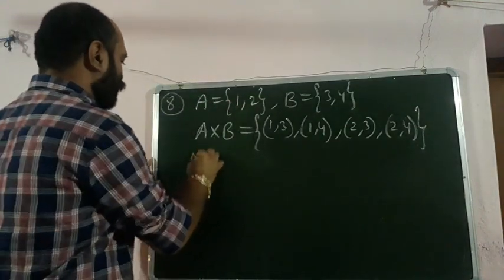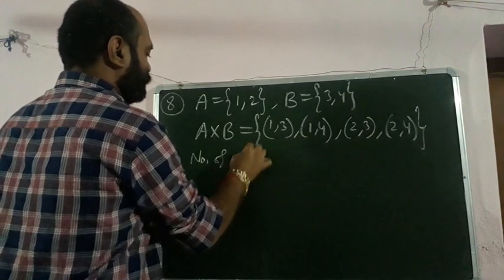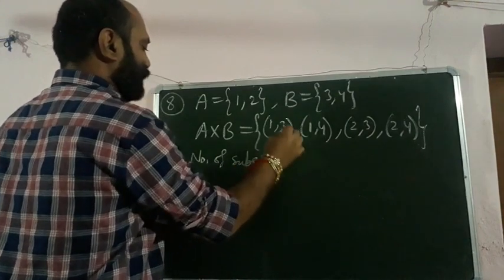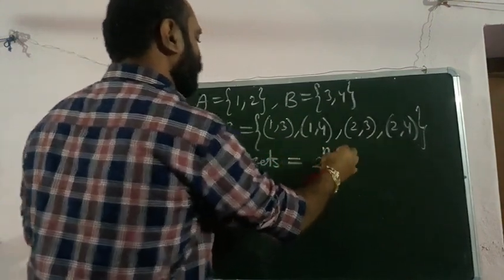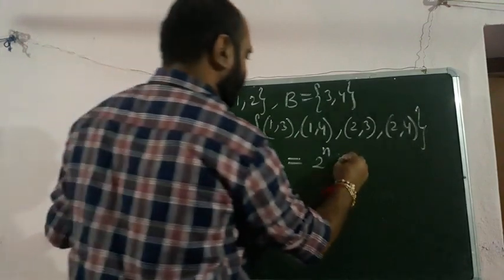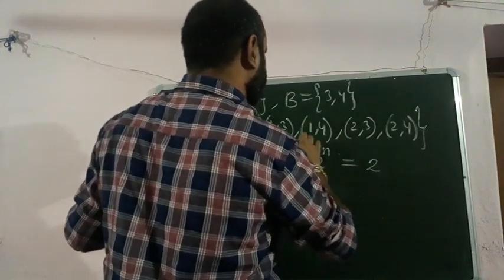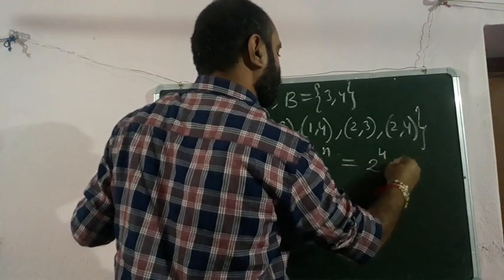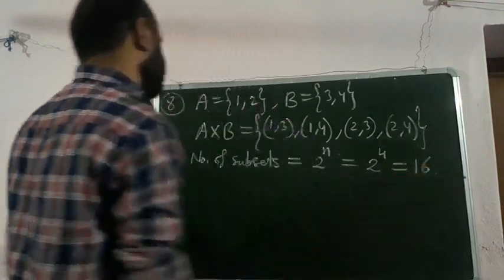So as you know, the number of subsets is equal to 2 raised to the power n. Here what is the value of n? There are 4 pairs, so n will be 4. So how many subsets?